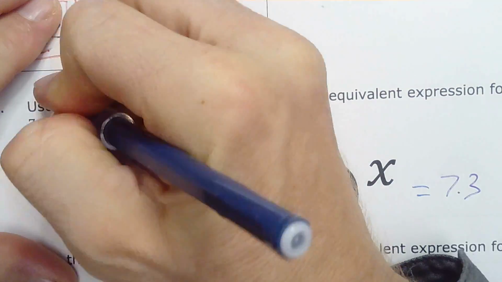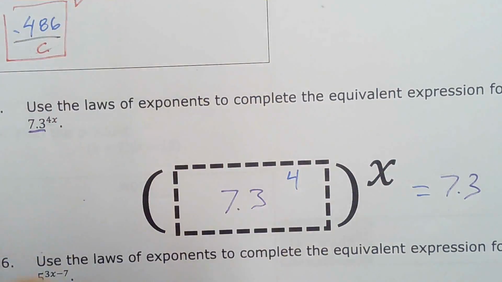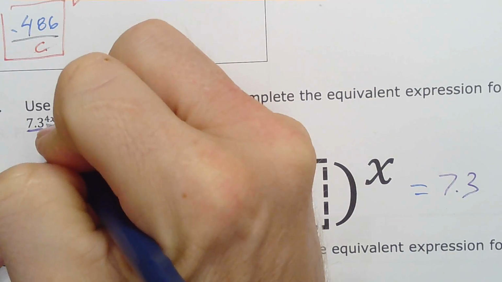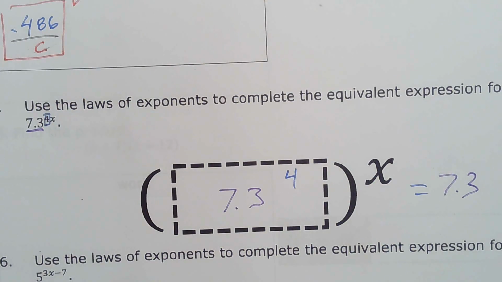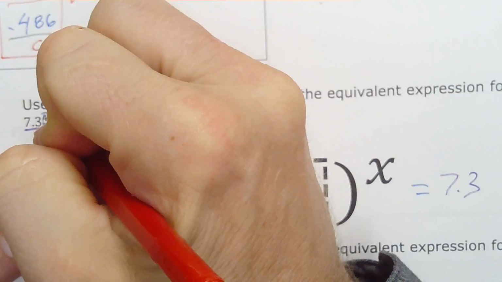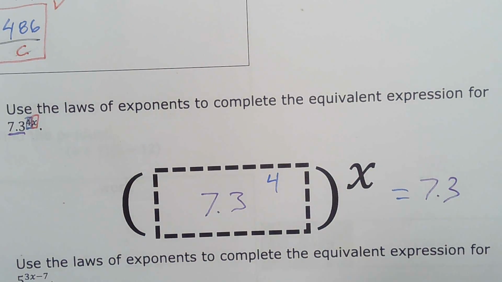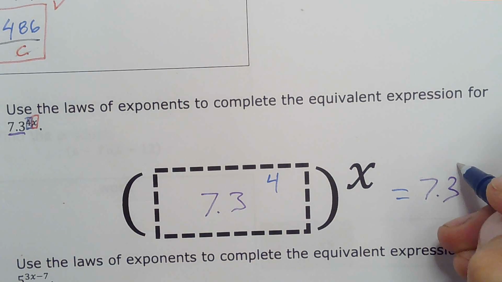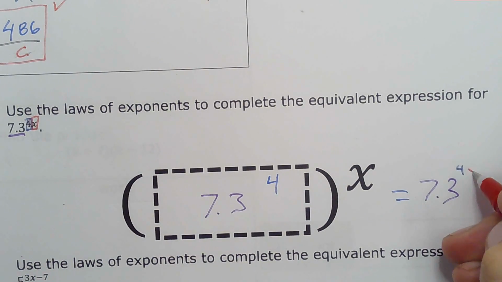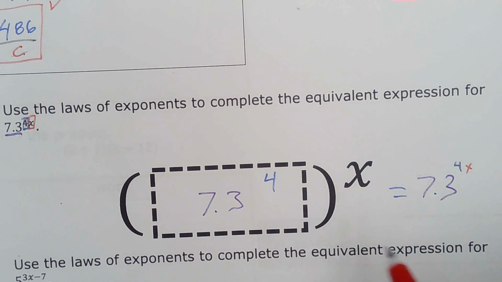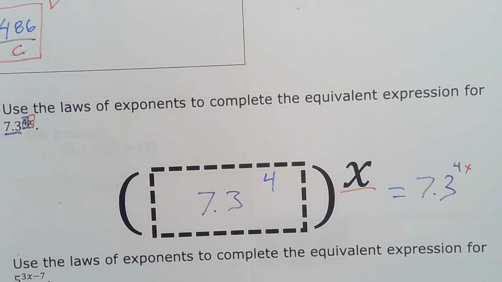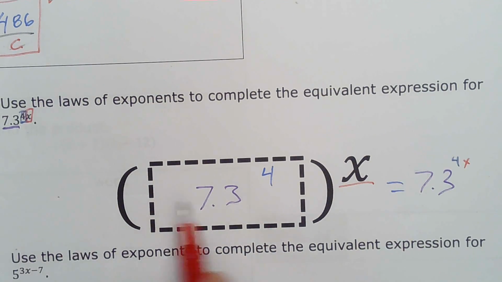Let's do this so it makes it a little bit more obvious. 7.3 to the 4, to the x, right? Because that's the rule of quotients. So 4 to the x, 4x, right? So you have the x, you have the 4. That's asking you to show you understand the law of exponents. Okay, so that's what it's asking there.